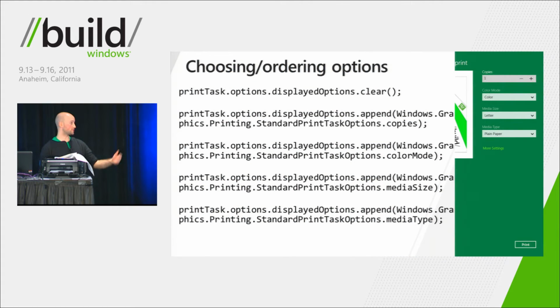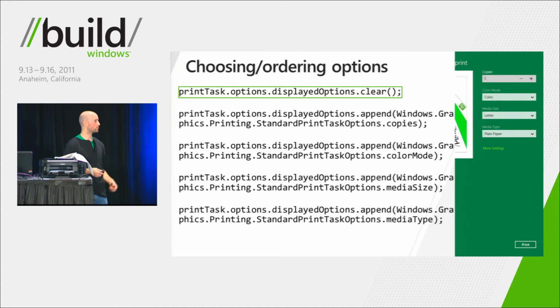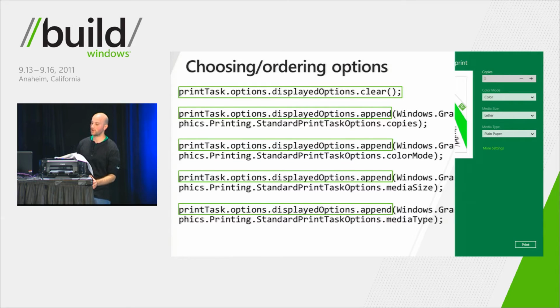Now, choosing which items appear on the first page of the experience, as well as what order they appear in, is extremely simple. Just play around with the displayed options property of the print task options. You can simply add or remove the options you care about, and the changes are reflected right there on the print experience. So for example, in the aircraft app, the developers decided they wanted to change both the options and the order in which they appear. So they cleared the list, and then they added copies, color mode, media size, and media type in that order, which then show up in the printing experience in that order.